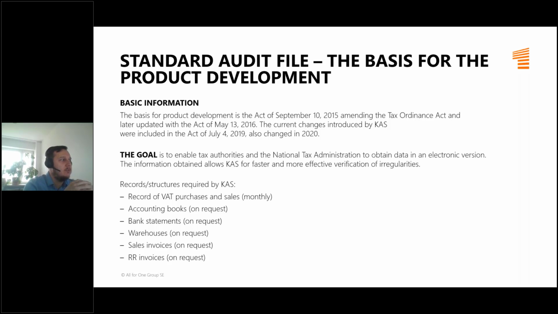When we talk about the standard audit file, we should consider the following structures. The main one is the VAT, which has to be sent every month, by the 25th day of the following month. The rest of the structures, like accounting books, bank statements, warehouses, sales invoices, and RR invoices, are on demand. So the Ministry of Finance, the tax authorities, could come to an entity in Poland and request, for example, accounting books for the whole of 2021, and the bank statements for some other period.